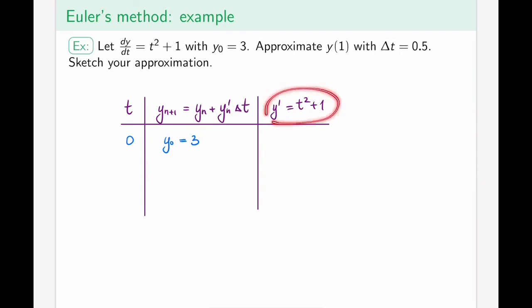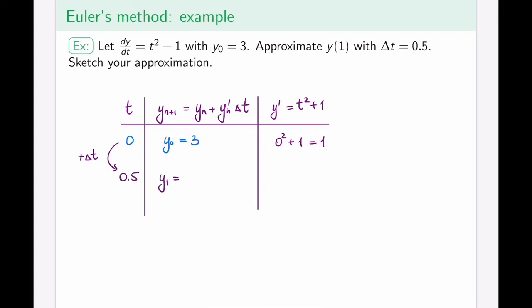So here I can calculate the slope, and that's the slope that's going to be used not in this step, but in the next step. I'm going to use this information to calculate the slope. So what do I have here? I have t squared plus 1. My t value is 0. So my y prime at this point is 0 squared plus 1, or simply 1. Now, the next value for t is going to be calculated using my step size. So I'm going to be adding the step size here. My step size is 0.5, so my next t value is going to be 0.5.